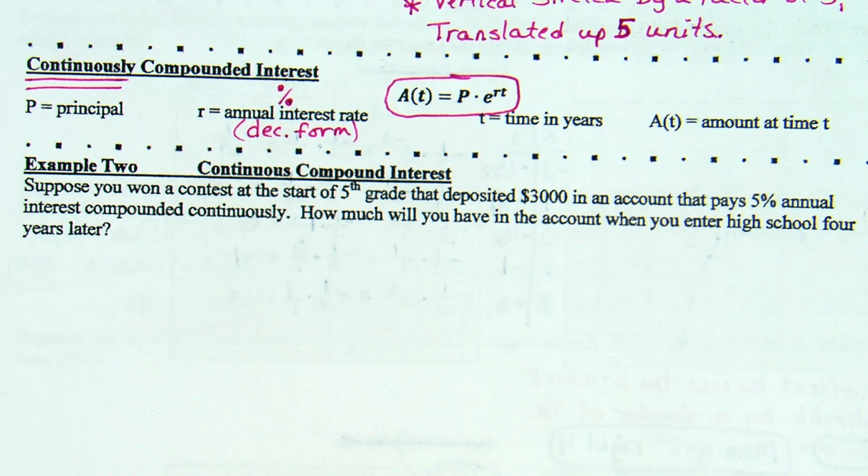Okay, let's do the first example here. Suppose you won a contest at the start of 5th grade that deposited $3,000 in an account that pays 5% annual interest compounded continuously. How much will you have in the account when you enter high school 4 years later?